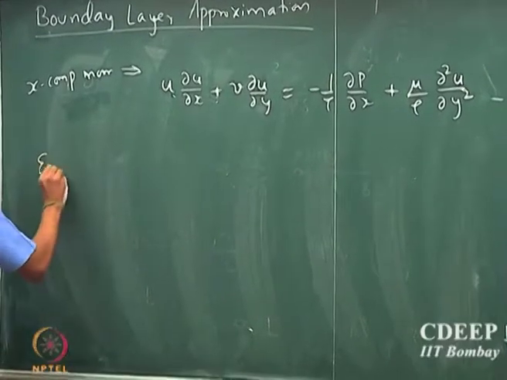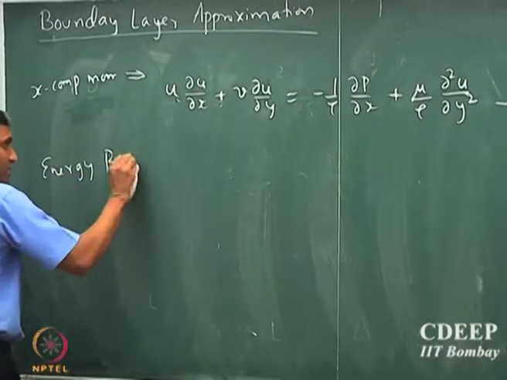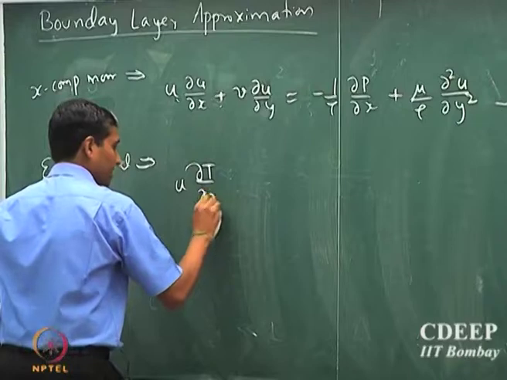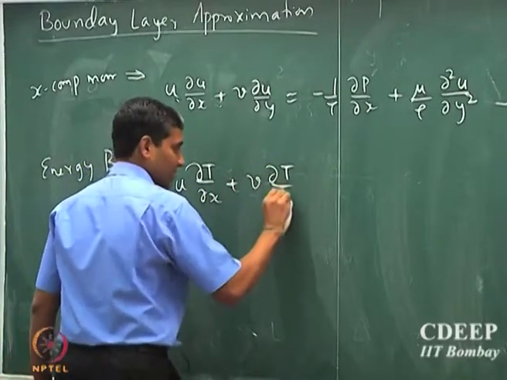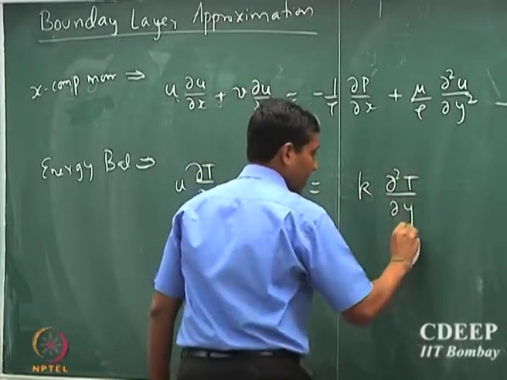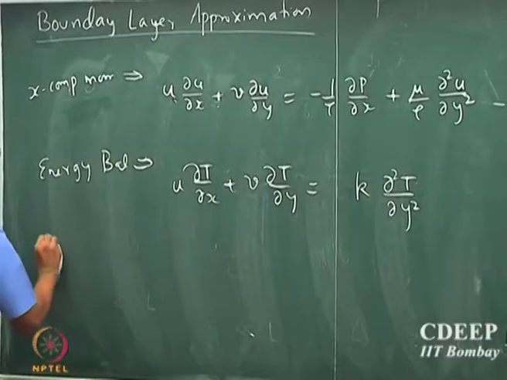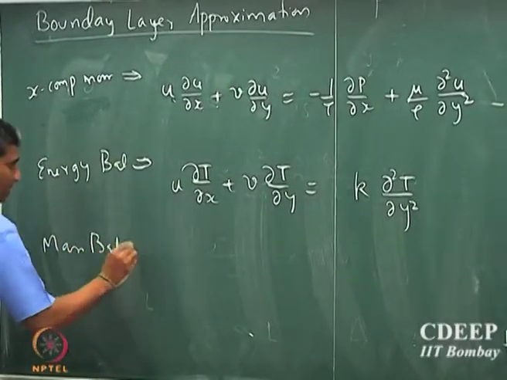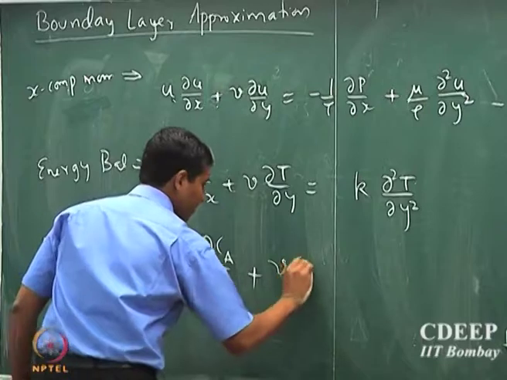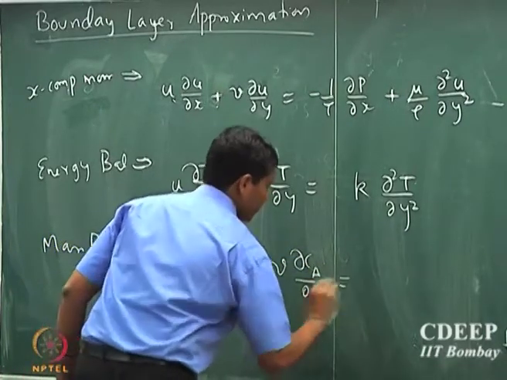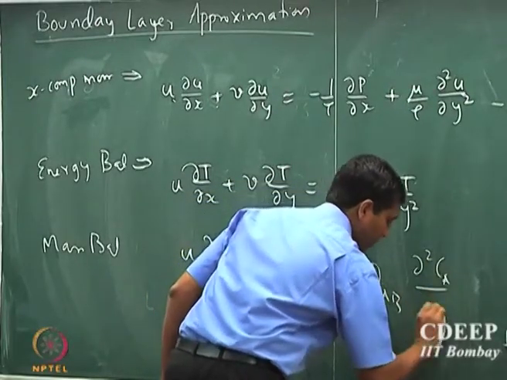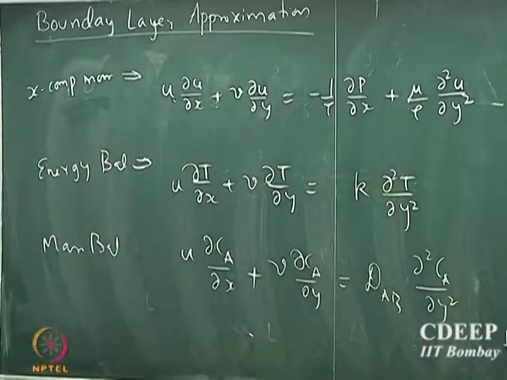And similarly we can do it for the energy balance. Again the idea is the same: u dT by dx plus v dT by dy equal to alpha into d square T by dy square. And the mass balance will be u dCA by dx plus v dCA by dy equal to DAB into d square CA by dy square. Okay, so that is the mass balance.